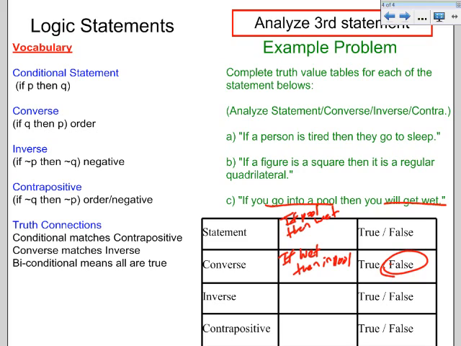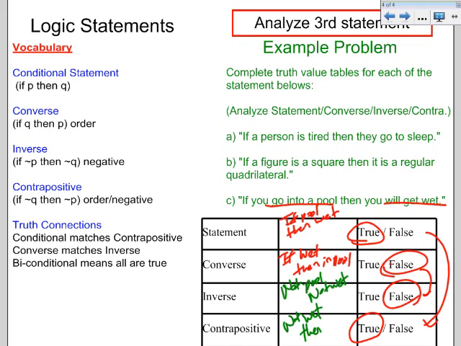All right, the converse would be if you are wet, then you're in a pool. Well, that's not necessarily true because you can go in a shower and get wet, so you don't necessarily need to be in a pool to get wet. And again, they're related. The converse is related to the inverse, and the statement is related to the contrapositive because of that double negative type concept. All right, and that's how you analyze the truth of logic statements.